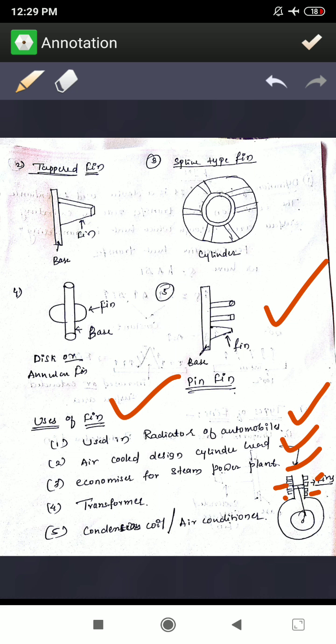So this is an engine cylinder. On the head of the cylinder we have spline-type fins. Okay, next, the fourth one is a transformer.